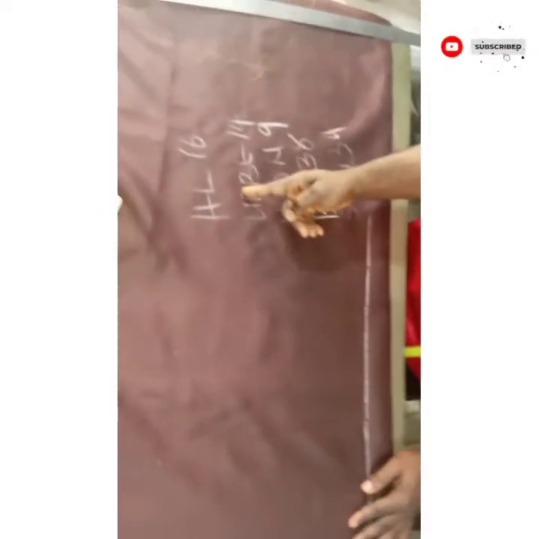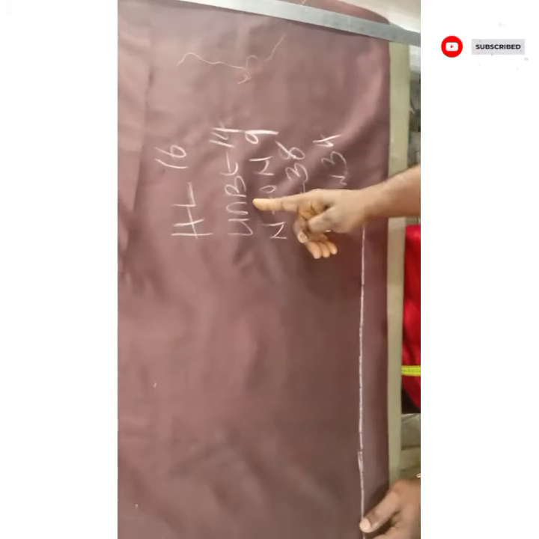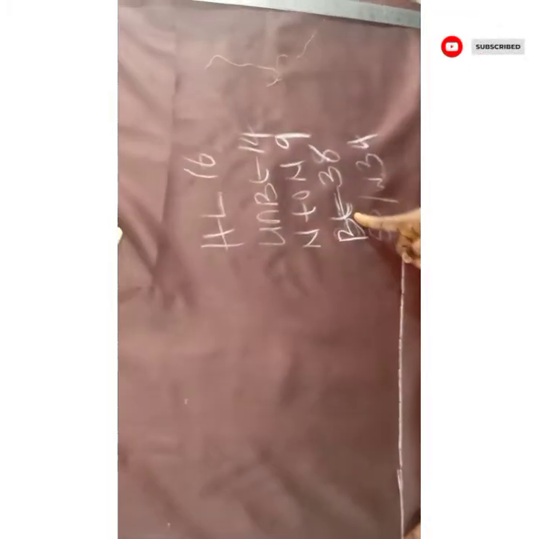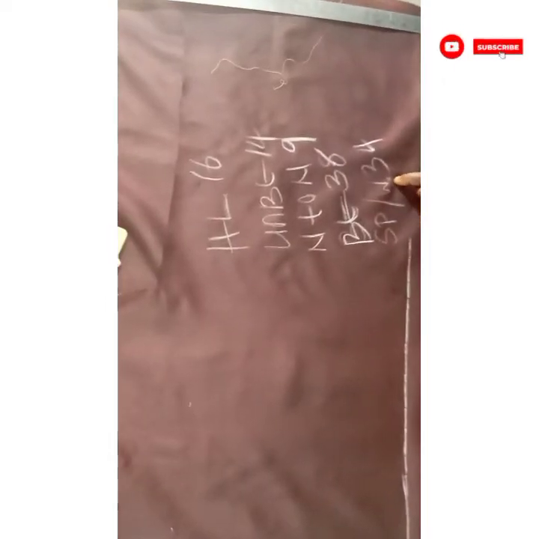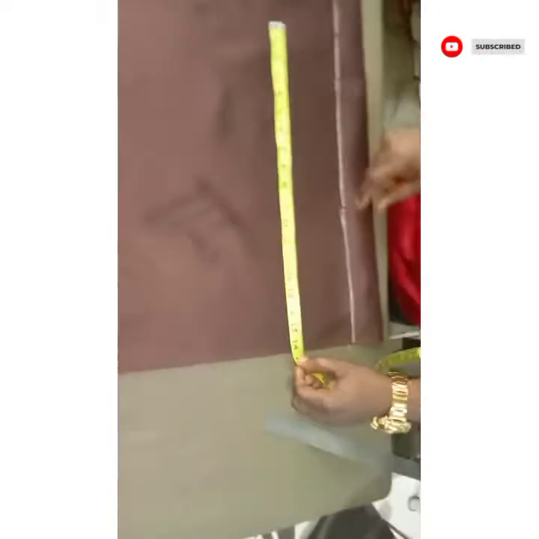This is the measurement I'm going to make use of. Half length 16, under bust 14, nipple to nipple 9, then the bust measurement at 38, then the shape or the waist is 34.